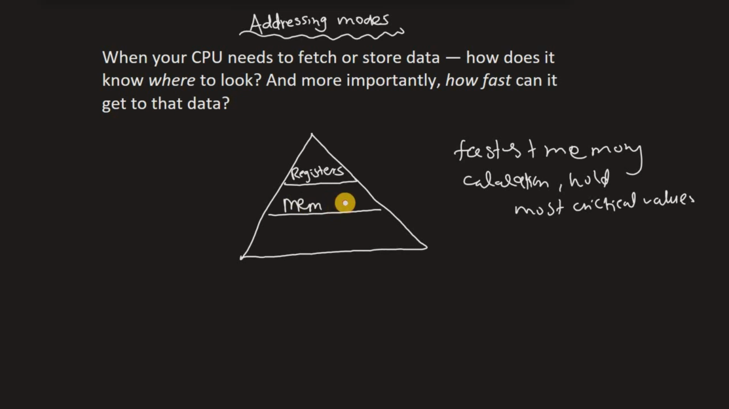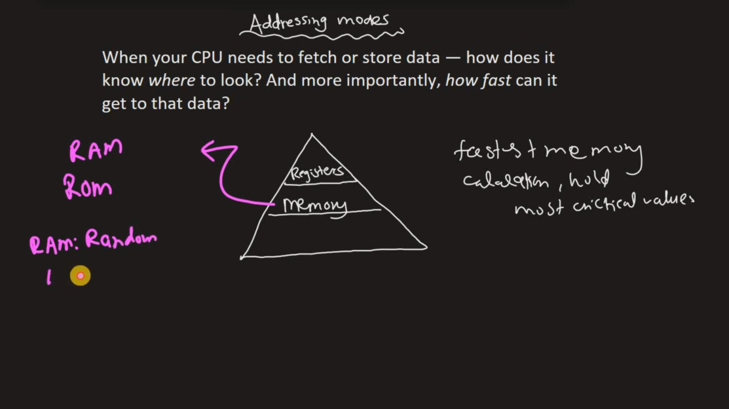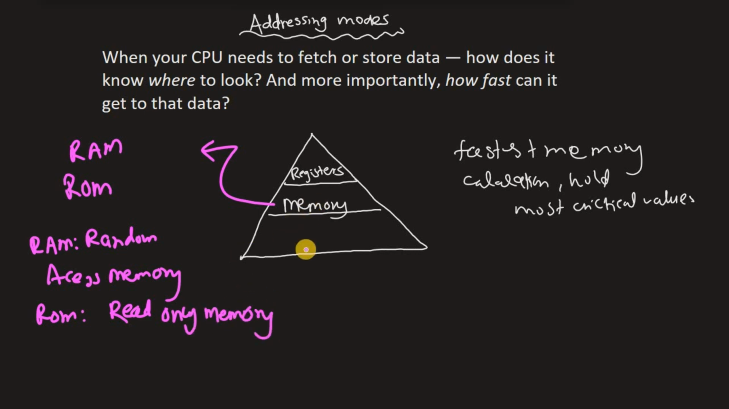Next we have the main memory. This main memory can be RAM or ROM. RAM means random access memory, and ROM means read only memory. Okay, about the main memory, of course it's below the registers, right?